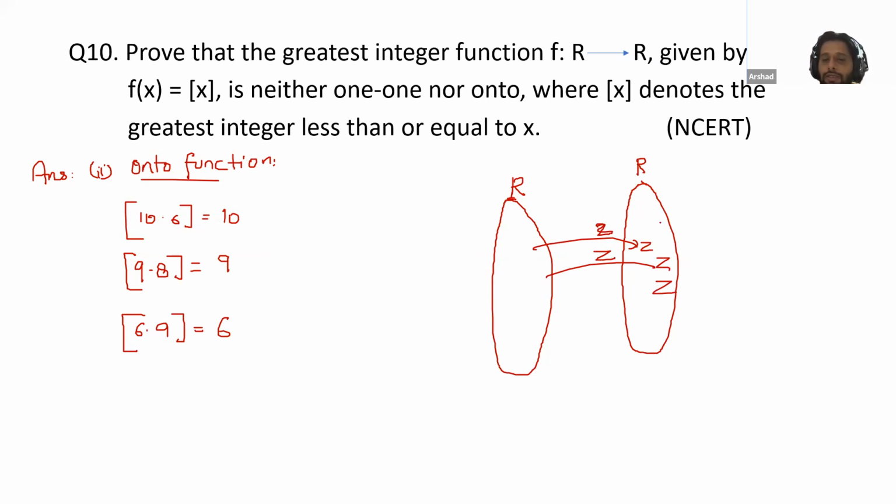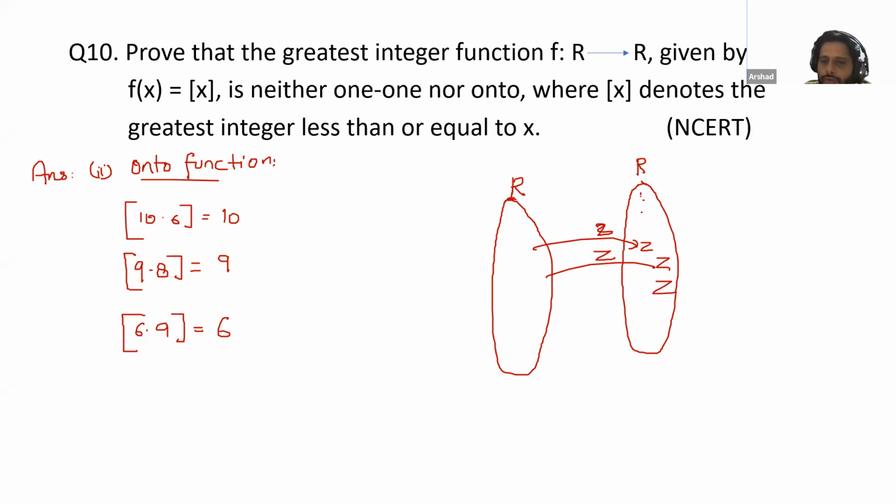But this set is the real numbers. So real numbers include decimal numbers also. Decimal numbers, negative numbers, all the numbers will be present here. But the result you get is always an integer. So that means non-integral values do not have their pre-images.